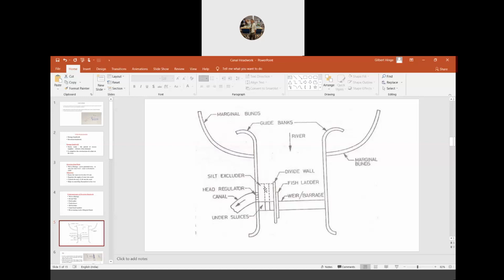So we are going to discuss these components one by one: what are their roles and what are their functions? And this is how we divert the water. These are the components of the diversion head work that we need to construct in order to divert the water from the river into the canal.